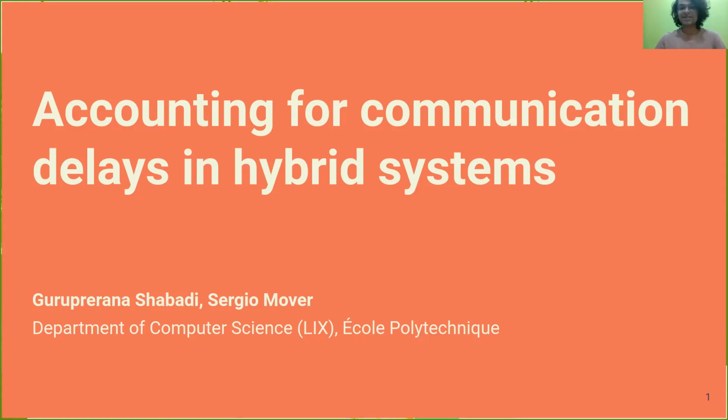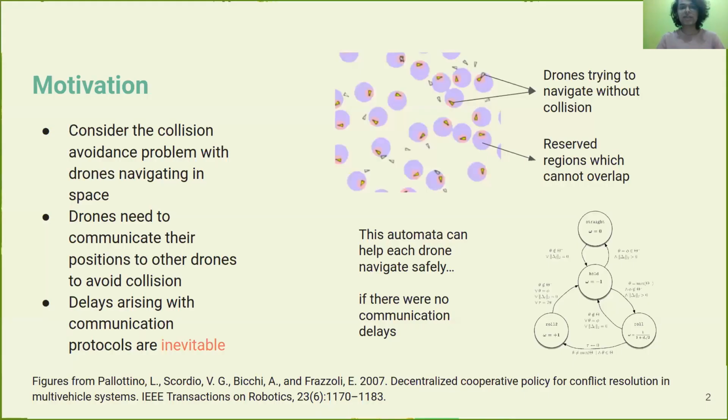So let's start off. So my work focused on accounting for communication delays arising in hybrid systems. I believe that this is best explained through an example, which will make it immediately clear what I was trying to do. So let's jump straight into that. Consider the problem of trying to control drones, which are navigating in space towards their destinations. But we have to ensure that the drones avoid collisions with each other.